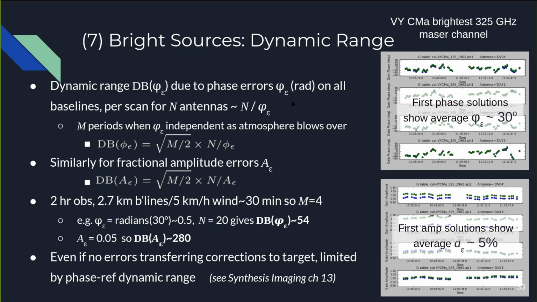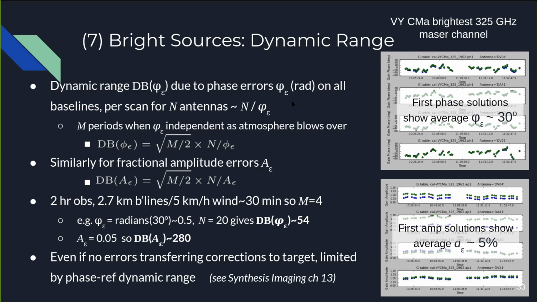And this says that the maximum dynamic range due to phase errors would be about 54, and the maximum dynamic range due to amplitude errors would be about 280. So this tells you, first of all, that phase errors are worse than amplitude errors. And secondly, that this expression is actually valid, because if you remember back to the dynamic range that you got in your first image, it was about 55. So yes, Rick Perley was right, always.